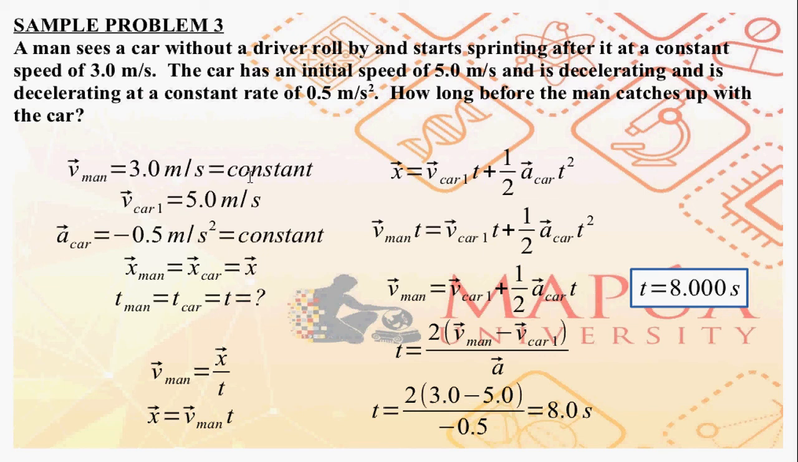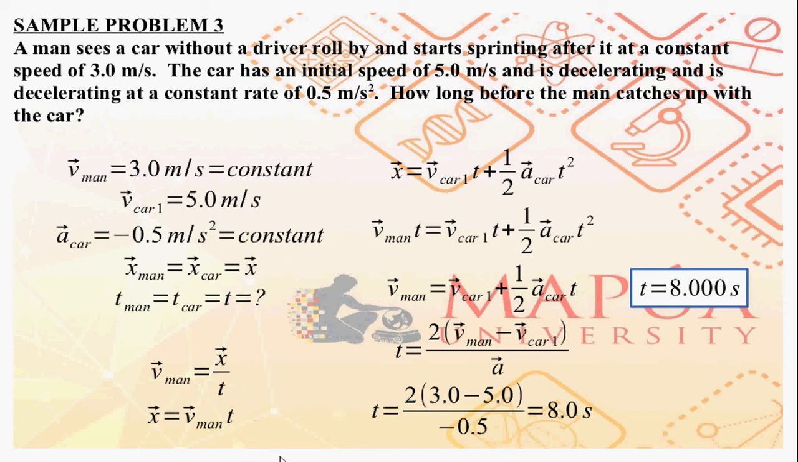So, analyze the motion of the objects separately. Analyze the motion of the man separate from the motion of the car. So, starting with the motion of the man, constant velocity, uniform motion. There's only one equation for uniform motion. Velocity is equal to x over t. x, therefore, is equal to velocity of the man times time t. So, this is what we got by analyzing the motion of the man.